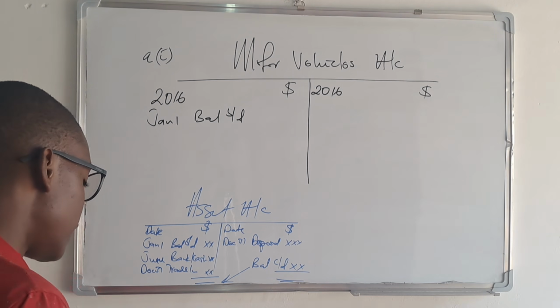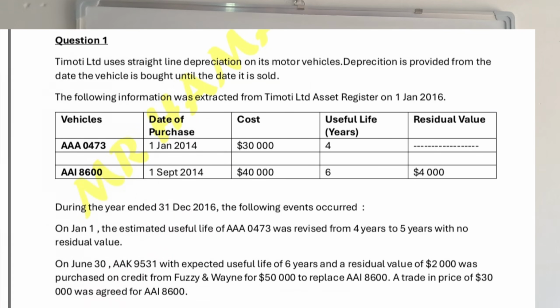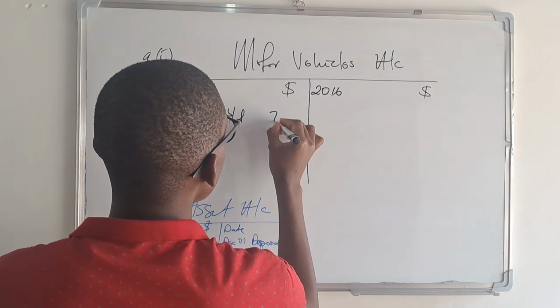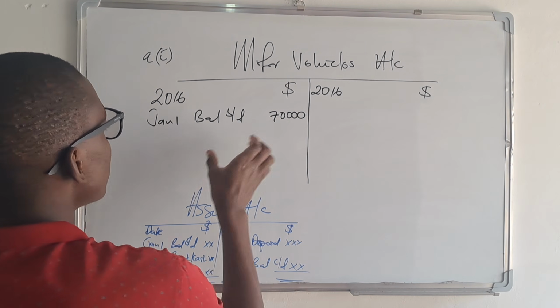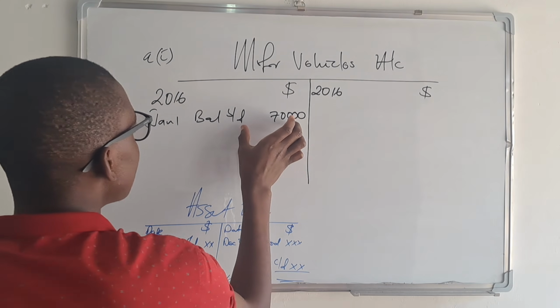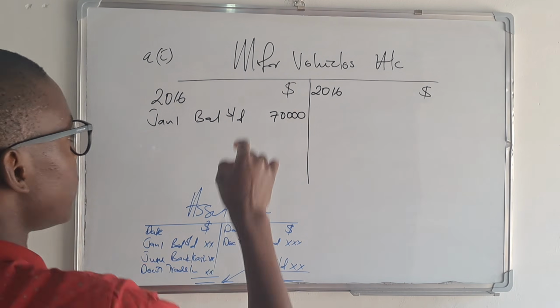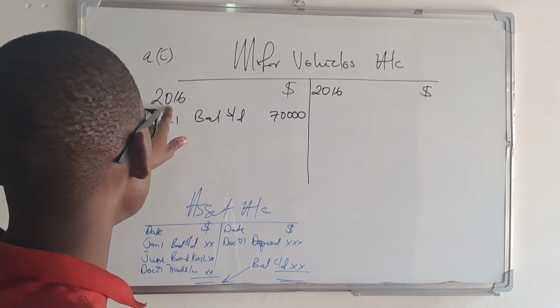Suppose you are given the balances for AAA0473 and also the balances for AAI8600. You are given 30,000 for 1 January 2014 and, for 1 September 2014, 40,000. You add 30,000 plus 40,000, you get 70,000. That will be your balance BD, the opening balance, showing that this is the cost of the motor vehicles which we have in 2016.